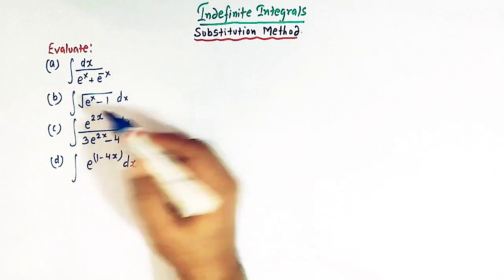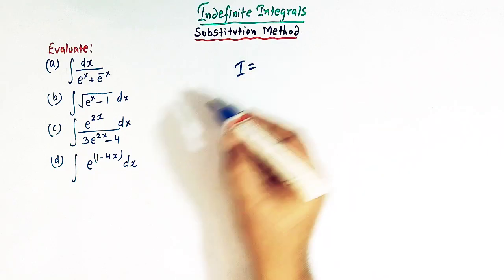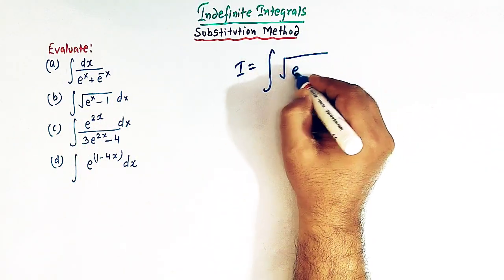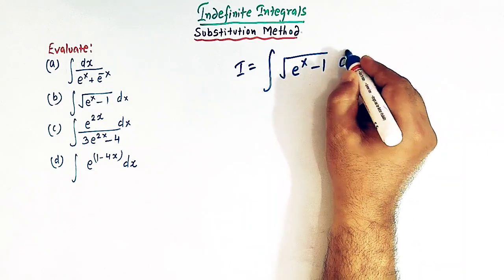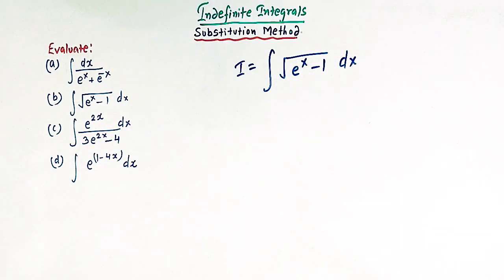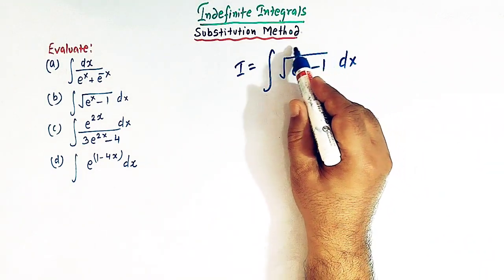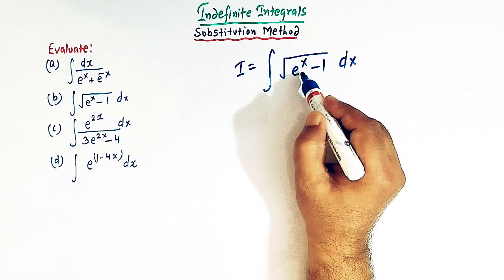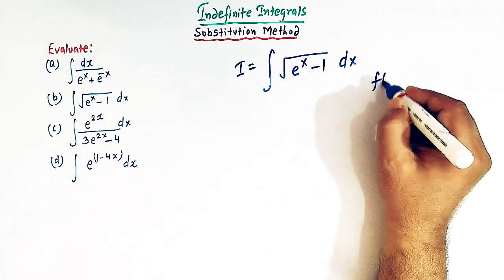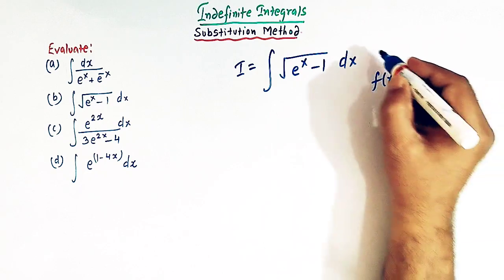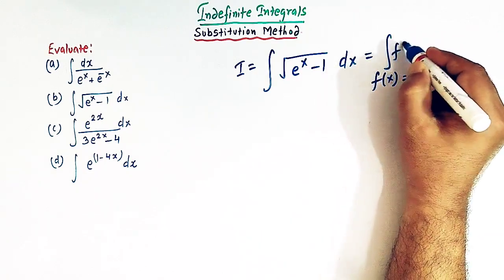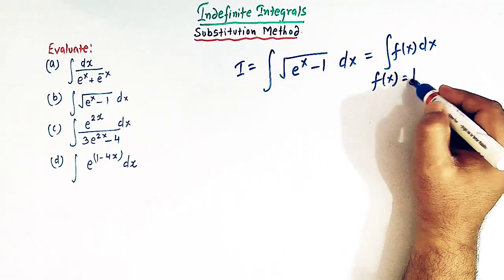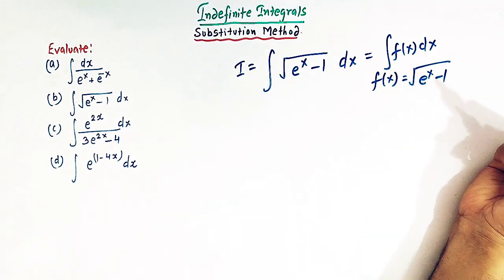Now let us take the second problem. So let us call this integral as I. So we have the integral of the square root of e raised to x minus 1 dx, right? Now see here, if we observe this integrand, f of x is the square root of e raised to x minus 1, right?